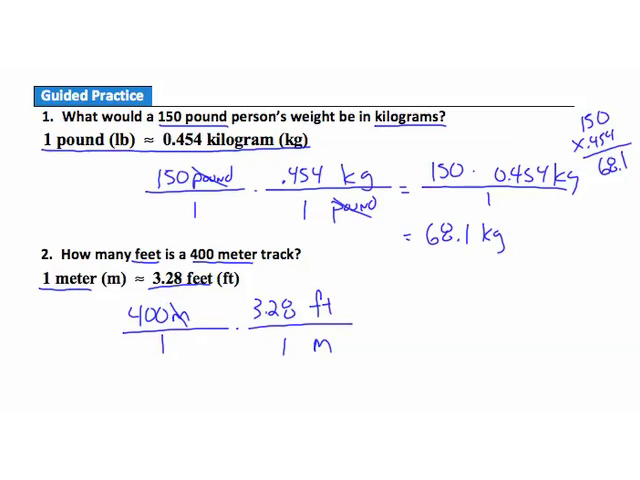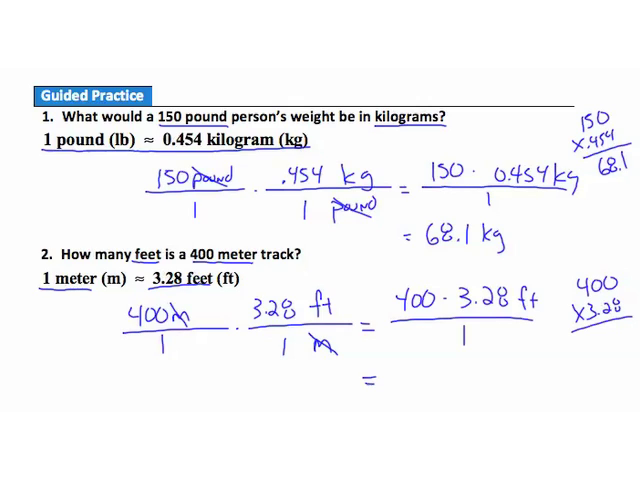Our old units of meters divide out for us, and it looks like in the numerator we're going to have 400 times 3.28 feet, and in the denominator just 1. So we'll do some scratch work here, and we take 400 times 3.28. When we do that multiplication, we're going to end up with 1,312. So we get 1,312 feet in a 400-meter track.